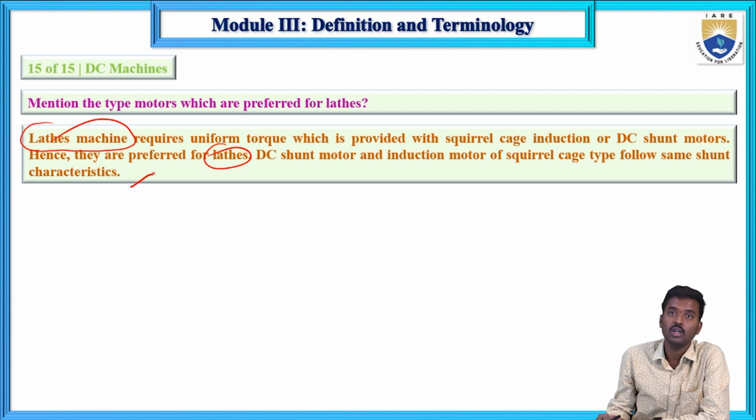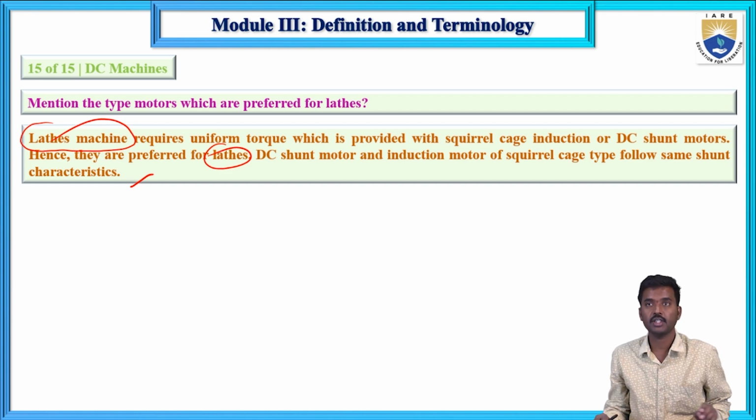These are the total 15 definitions in the third module, DC machines, definitions and terminology.